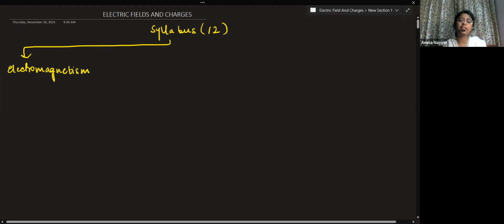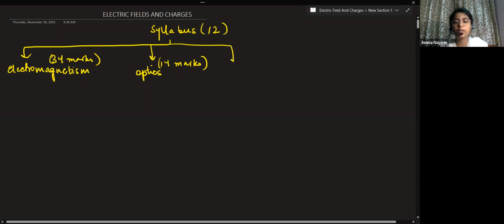See, this electromagnetism is of the most marks. It consists of 34 marks approximately in your board examination. Then we have optics, and optics approximately comes for 14 marks. So highest weightage is for electromagnetism. And then after optics, we have modern physics. This comes for 12 marks usually in your board exams.